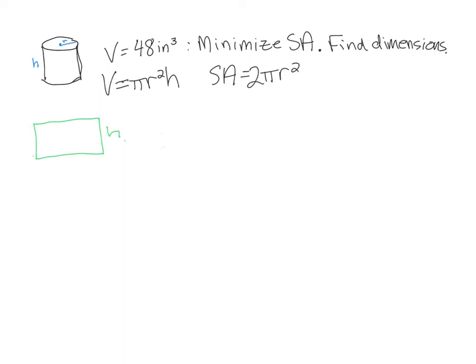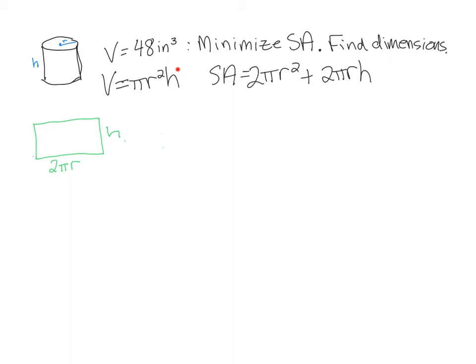But what about this dimension here? What is this? Well, think about it. It wrapped around the can. So that is the circumference of the circle, 2 pi r. So that gives me my outside surface area, 2 pi r h. So the surface area of a cylinder is the top and the bottom plus the outside.